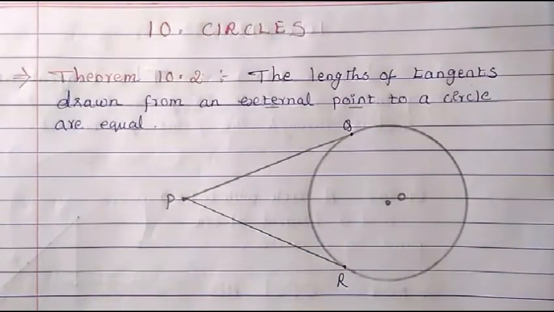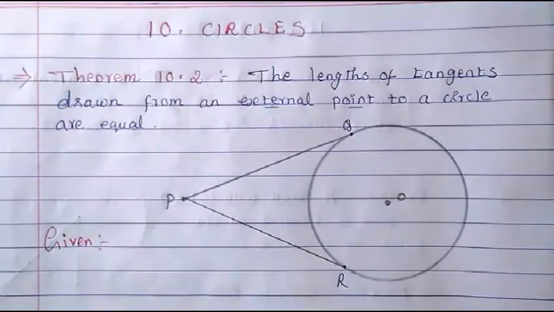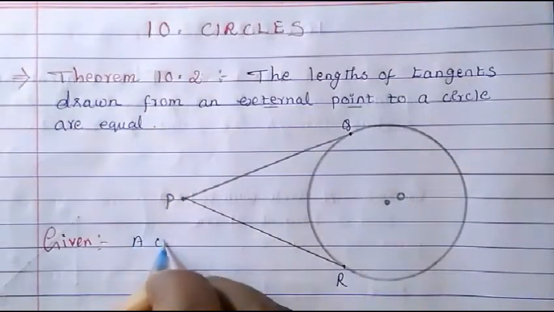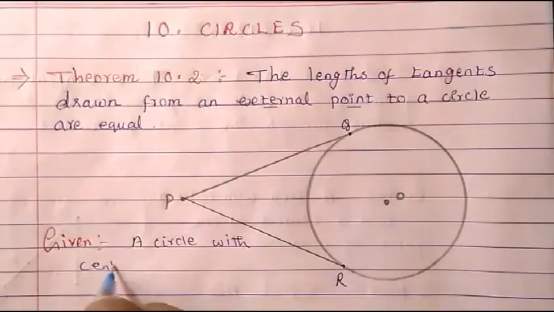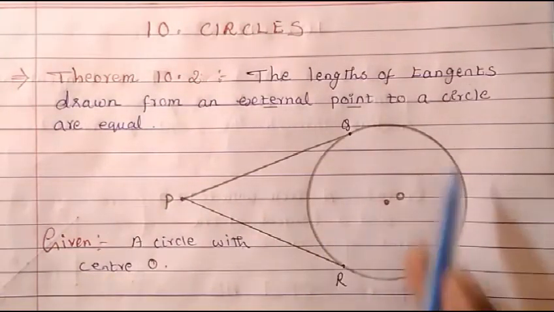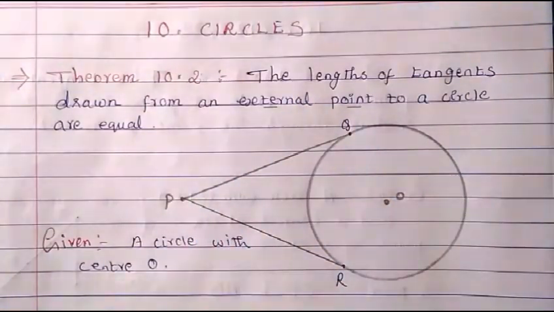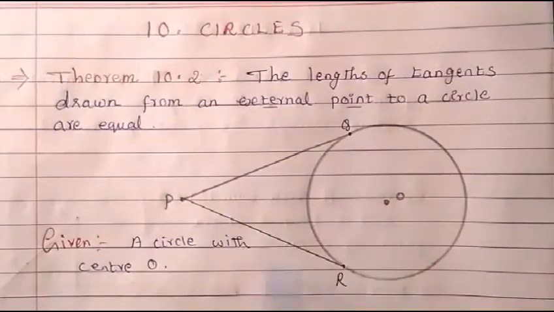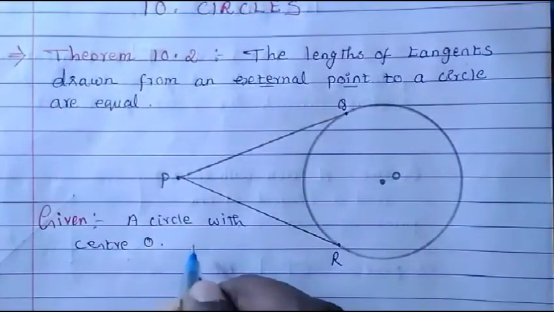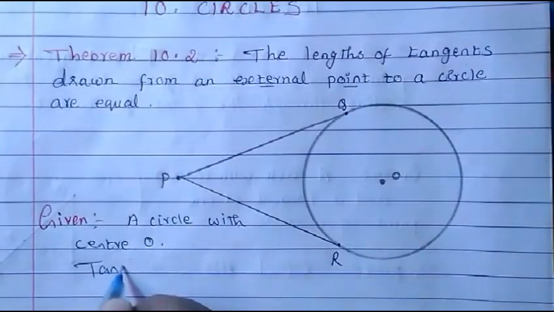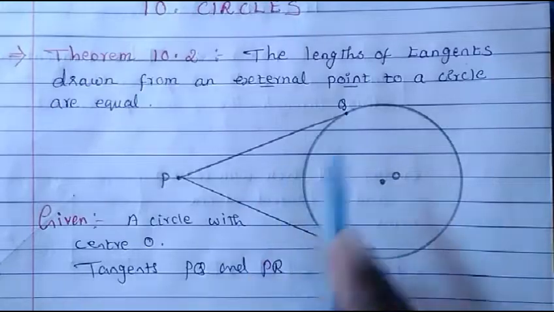Okay, so let us now write down what is given to us. What is given to us is a circle with center O. Then there are two tangents also. Lengths of tangents are drawn, right? So two tangents are there, tangents PQ and PR. So these are given to us.